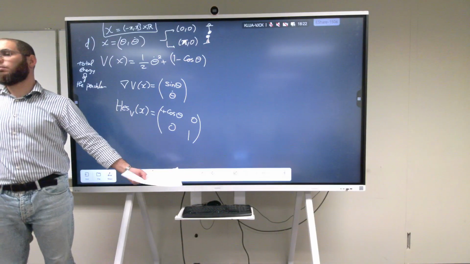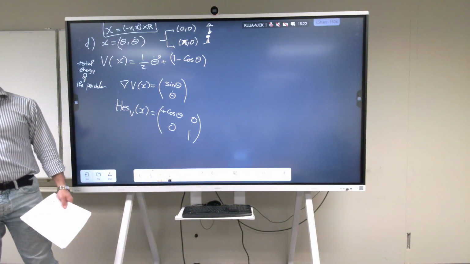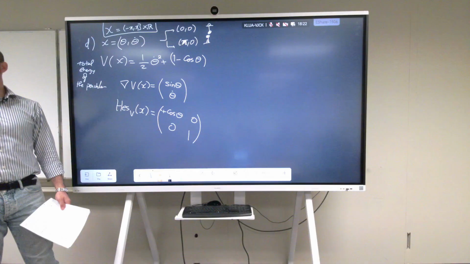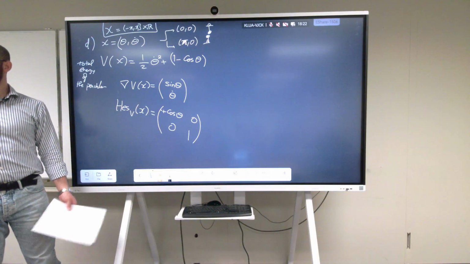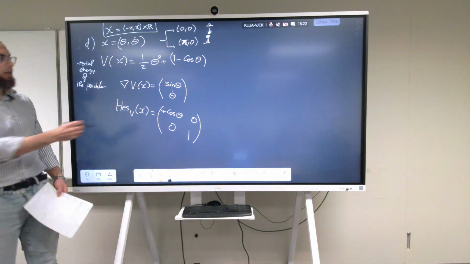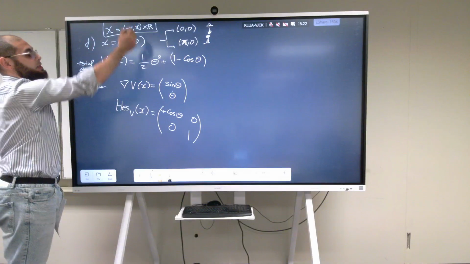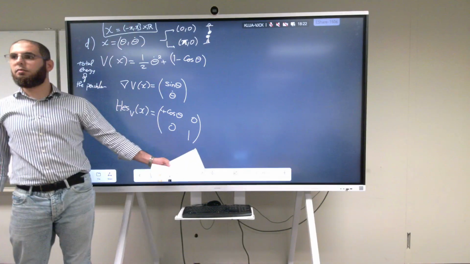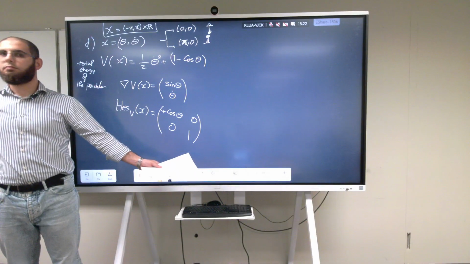Locally or globally? Locally. Why? Because it has 2 equilibrium points. The system itself has 2 equilibrium points. And it's actually easy to check. If I plug in pi here, what do I get? Minus 1 and 1. That's indefinite.